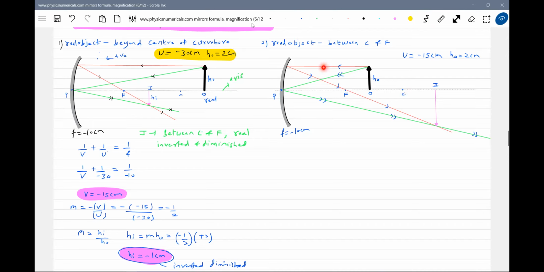The incident ray, after reflection from the mirror, should pass through the focus. Then another ray, incident at the pole, after reflection will get reflected symmetrically and will intersect the red color ray, the other reflected ray, at this point. So this would be the location of the image. So where the object is between C and F, the image is beyond C. Inverted. Look at the height of the image, greater than the height of the object. So it will be magnified, inverted, and real, no? For a real object, we are getting, in fact, a real image.